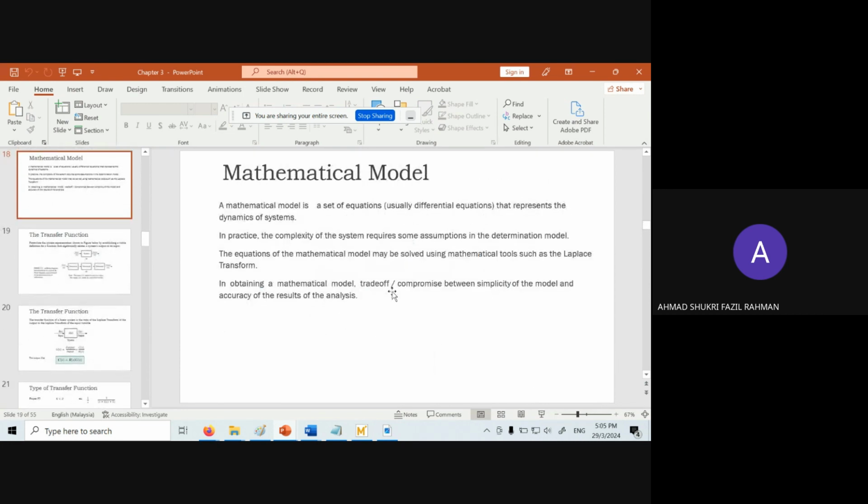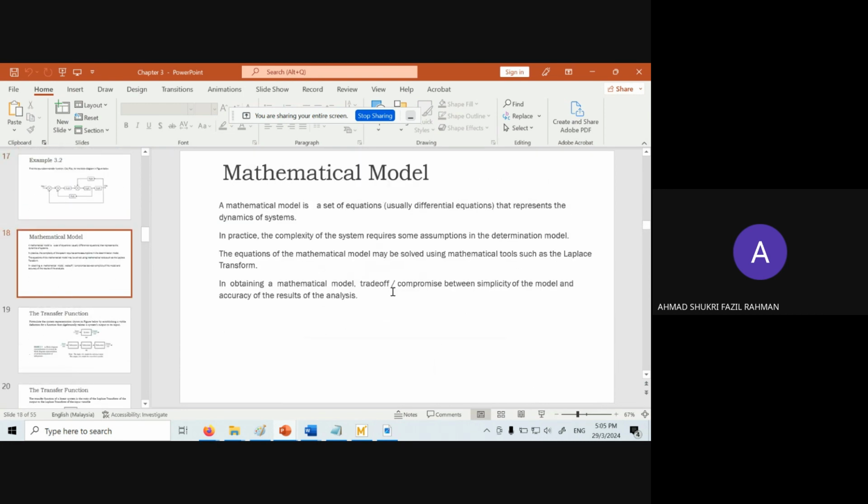So today we'll begin with mathematical modeling. Based on the definition shown here, let me start first. Mathematical modeling is actually a set of equations, normally in the form of differential equations, which is in the form of dy over dx, dv over dt, and so on. So that is in the form of a differential equation.